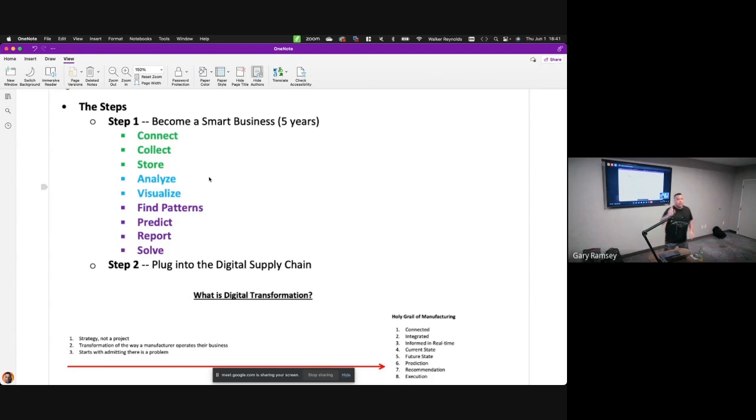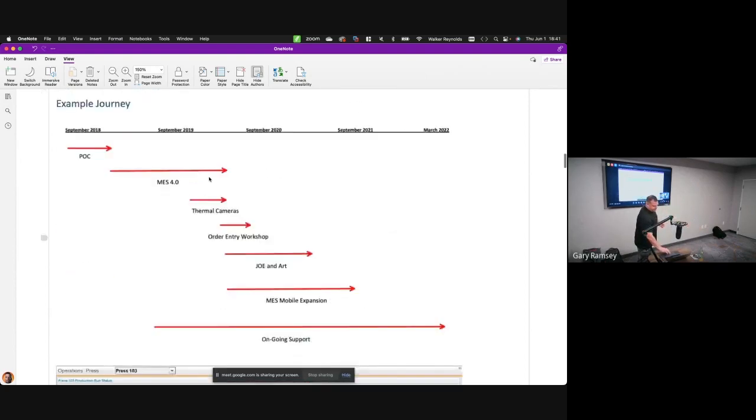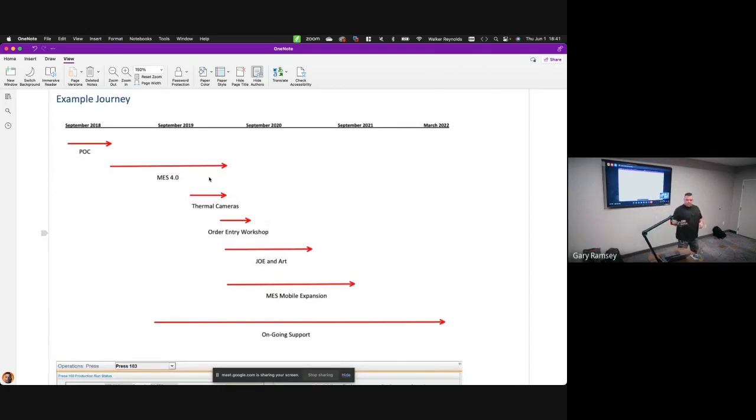Okay. All right. Well, what we've been doing is to connect, collect, store, analyze, visualize. What's been happening over the last year for these companies to become more and more digitally mature, they've been finding patterns. Okay. They've been predicting problems. They've been reporting what those problems will be, and they've been solving them, mitigating. Okay. And then the big step, the second big step is digital supply chain. All right. So I'm going to show you an example of a client that we did.